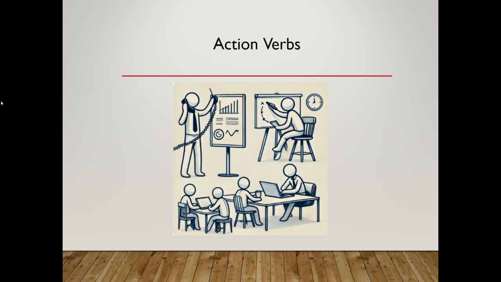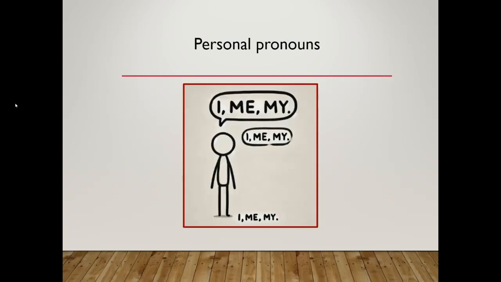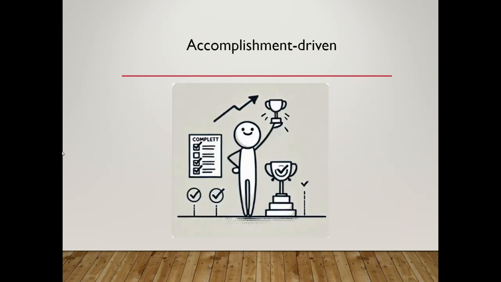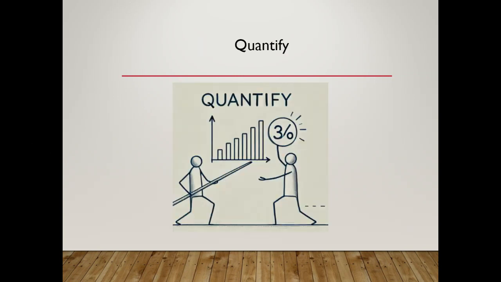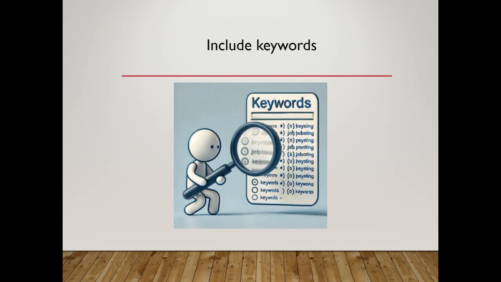Action verbs are things you do. You want to use that in every job description bullet point. Use of personal pronouns is just not done in our society. Don't put them on your resume. Accomplishment-driven statements are used in every bullet point as well as the action verb. You want to show off, show what you've done and what you've achieved. And wherever possible, quantify those achievements. Use a percentage or a number. Try to have it measurable in some way.